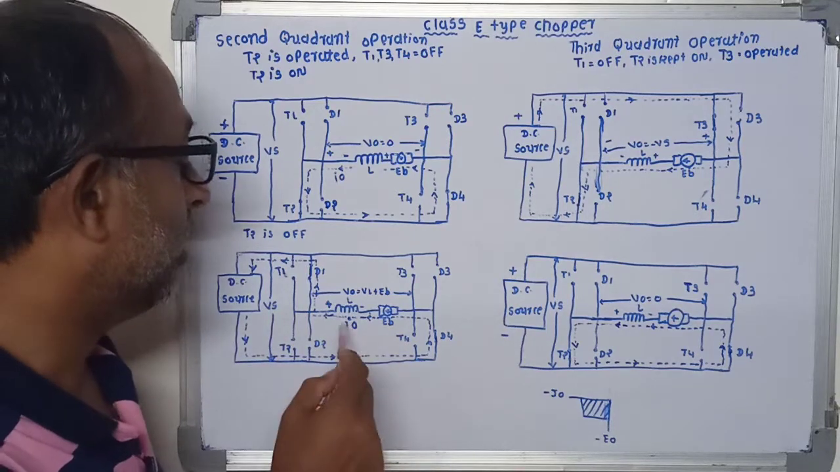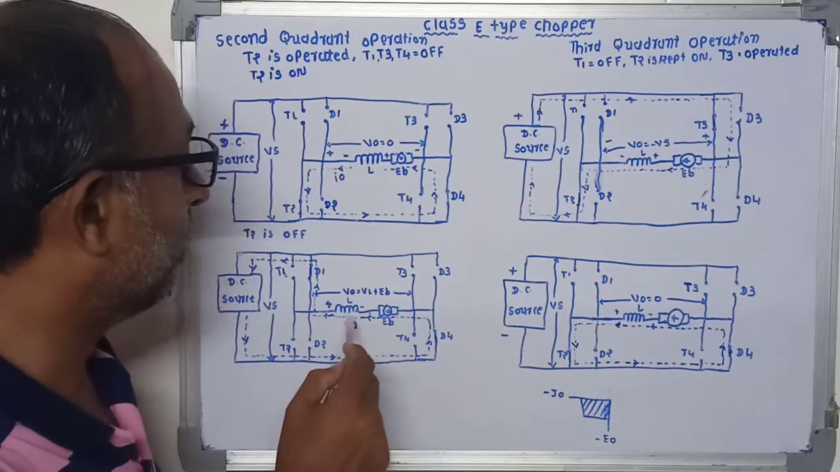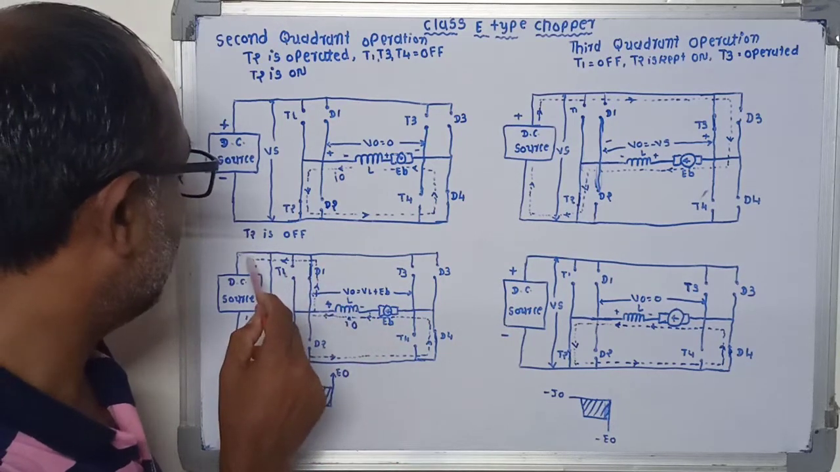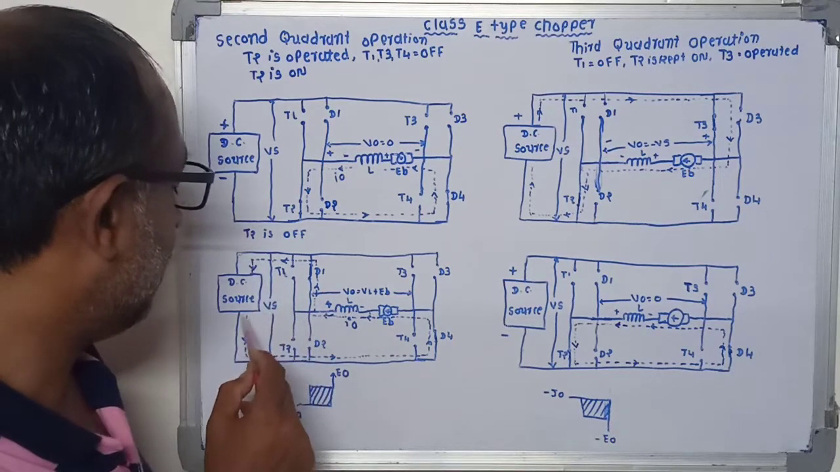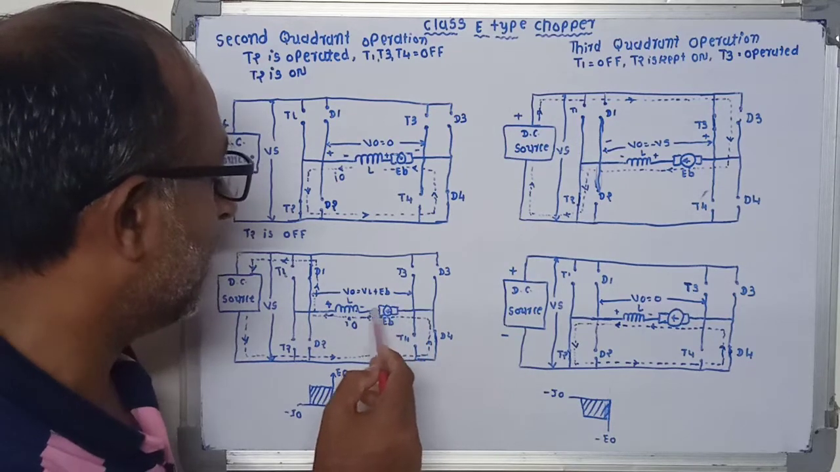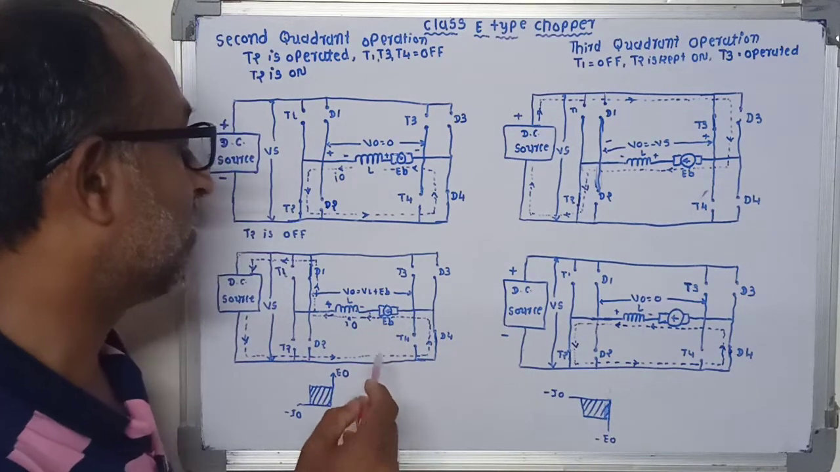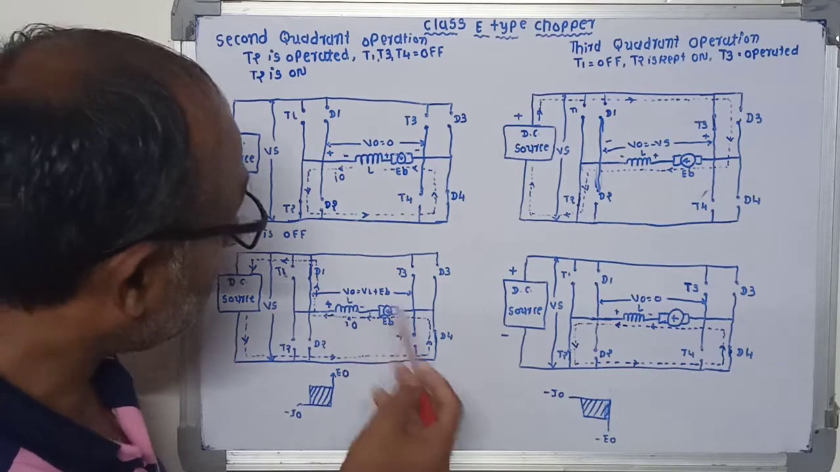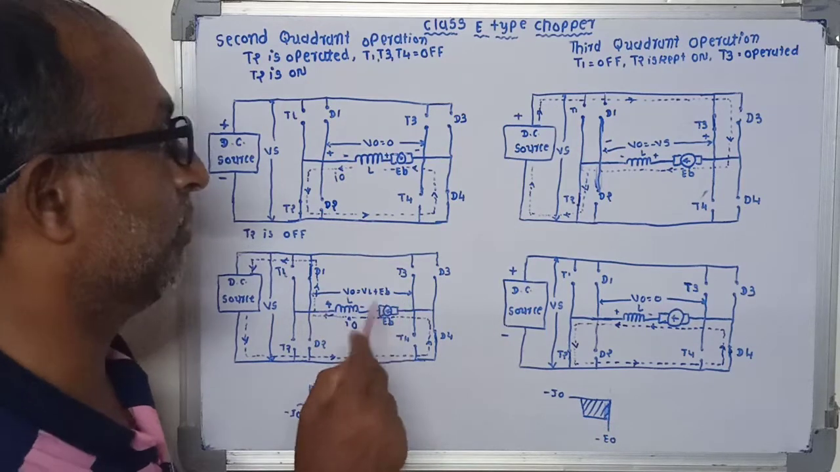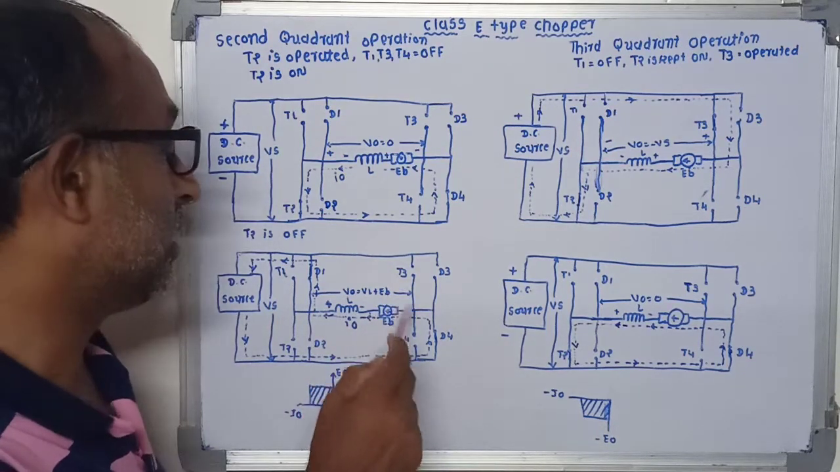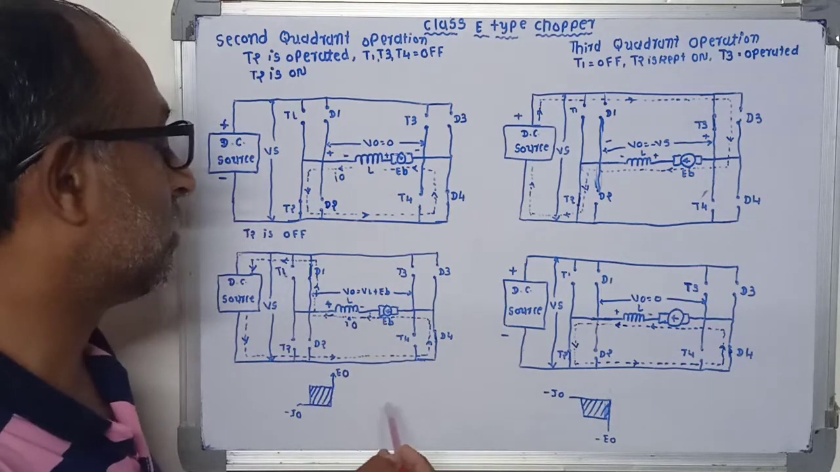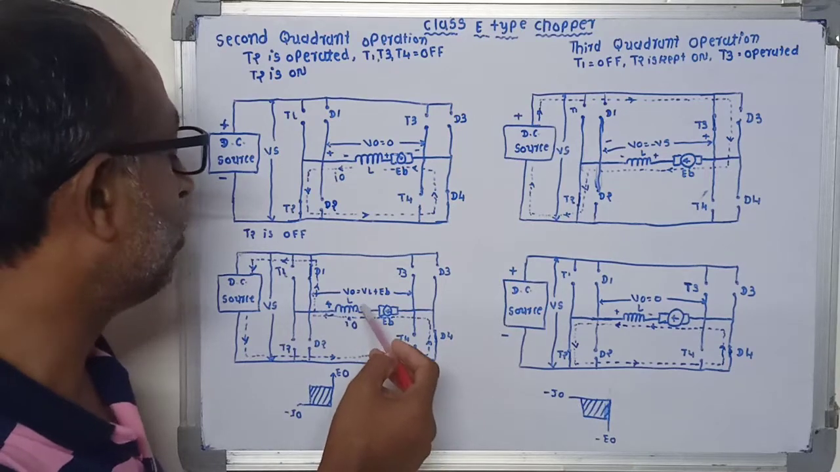Now a load current I0 flows from inductor L to D1, then positive Vs, then negative Vs, and then it passes through the diode D4, then the motor, and the inductor. So here your output voltage is positive because this is higher potential and this is lower potential. The output voltage is positive, but the current passing through the load is negative. In this case, power can be transferred from load to source.